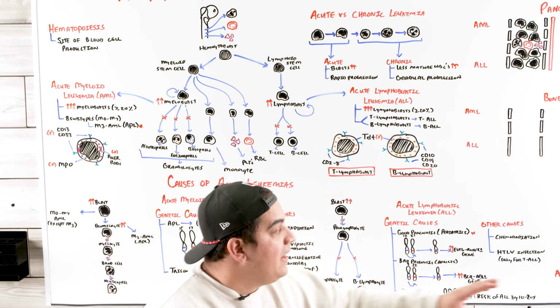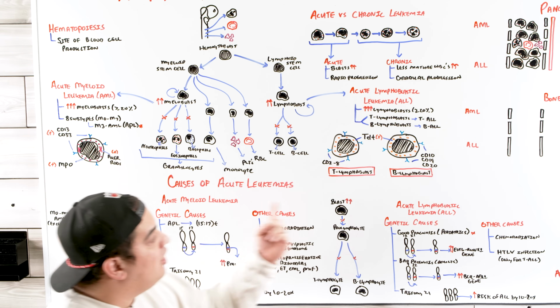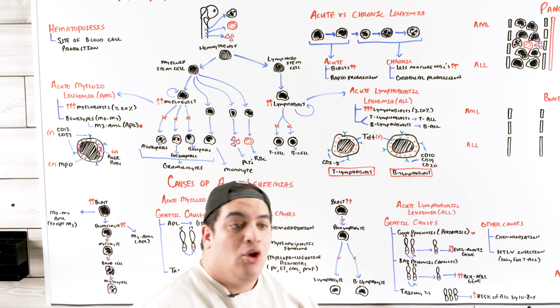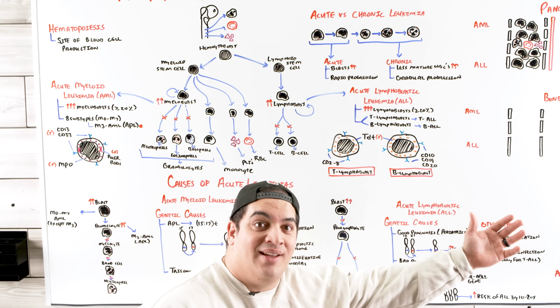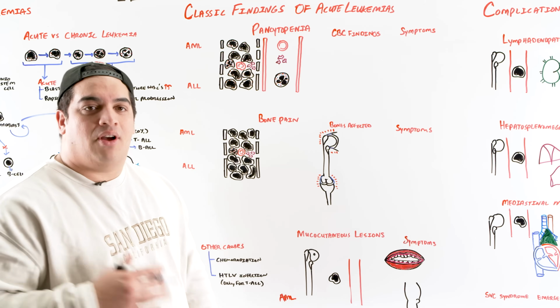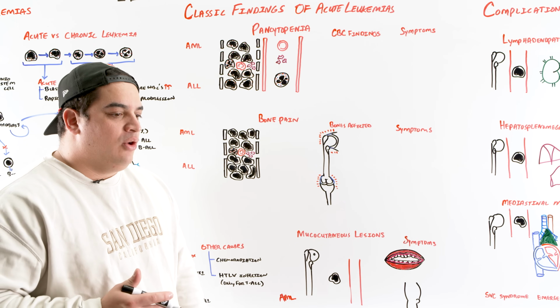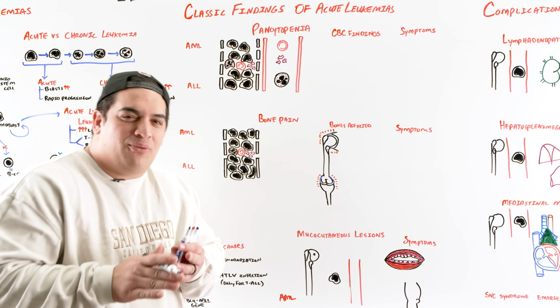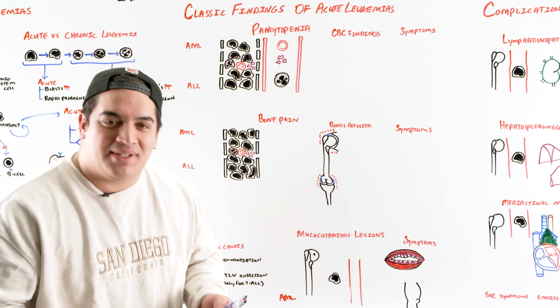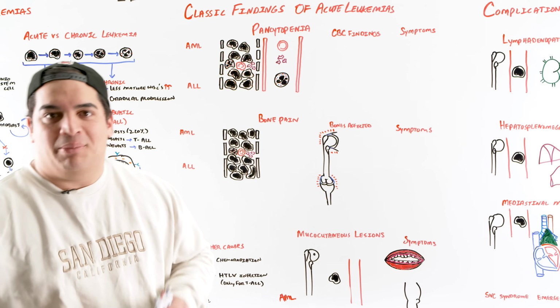So now that we've done that, I want to talk about the havoc that these blasts, myelo or lymphoblasts, have on our body when they're in the bone marrow and proliferating, or when they're in the tissues depositing. Let's do that now. All right, so let's talk about the classic clinical findings that we see in acute leukemias. When it comes to leukemia, they have kind of a beautiful classic picture, I would say, that you should be thinking about. One of them is pancytopenia.